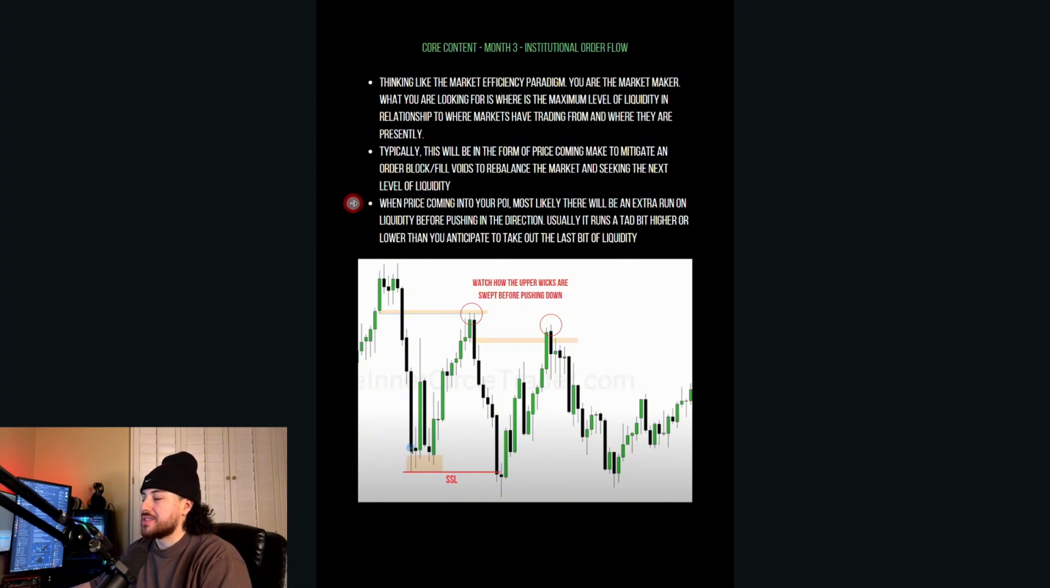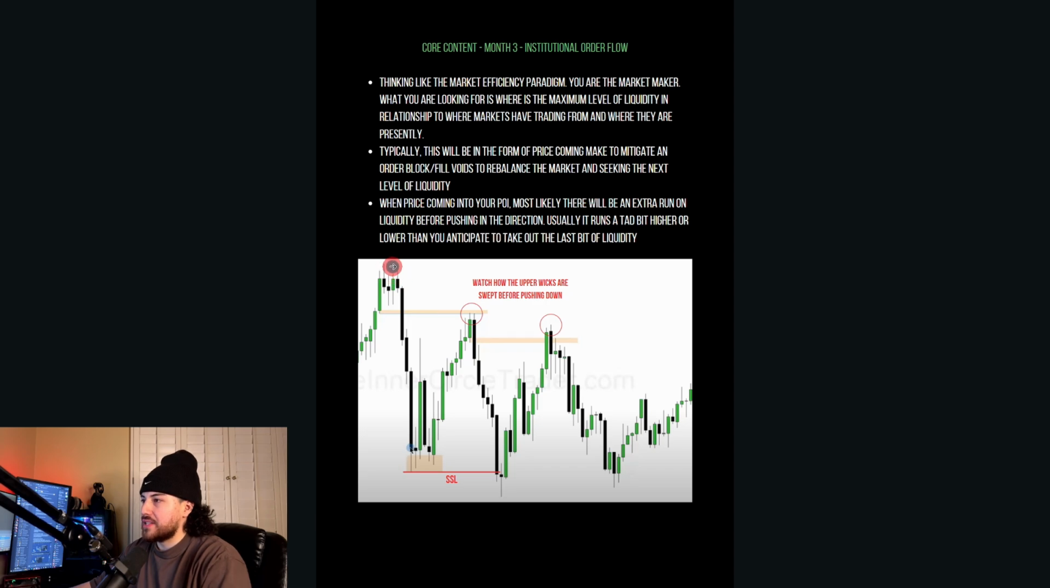When price comes into your POI, most likely there will be an extra run on liquidity before pushing in the direction. Usually, it runs a tad bit higher or lower than you anticipate to take out the last bit of liquidity. So basically, we have to think like the algorithm. What does it want to do? Well, it wants to mitigate order blocks and fill voids and seek out liquidity.